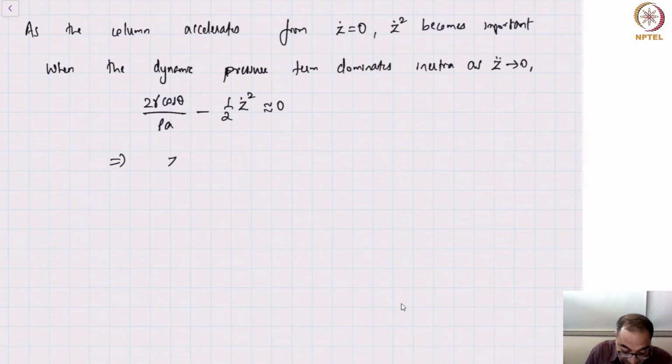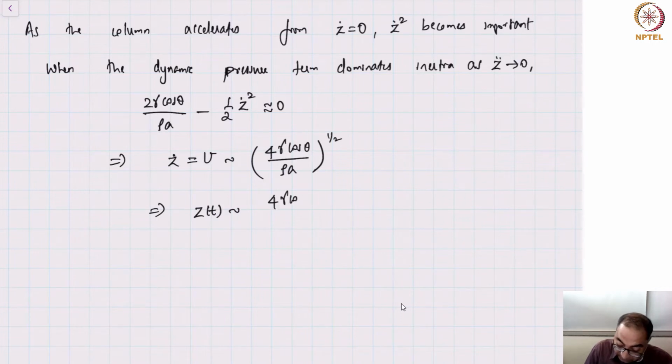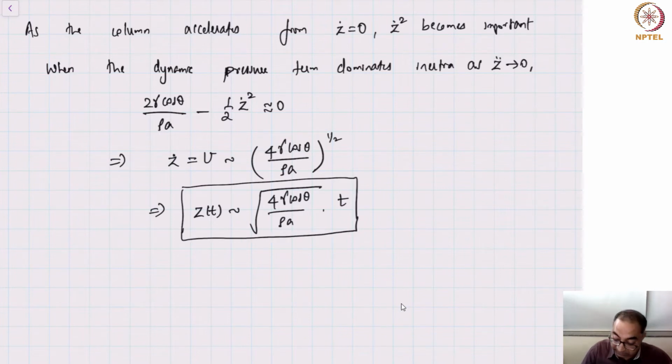I have z dot square, z dot, which I can call as a velocity u, goes like 4 gamma cos theta by rho a whole power half, and therefore I can say z of t goes like 4 gamma cos theta by rho a times time. Okay, this is my second result. We'll call this equation number 2.